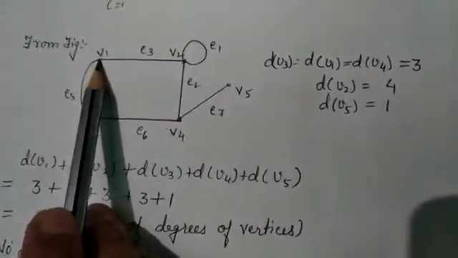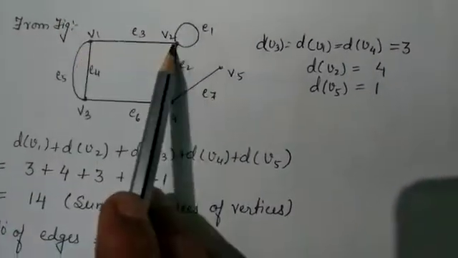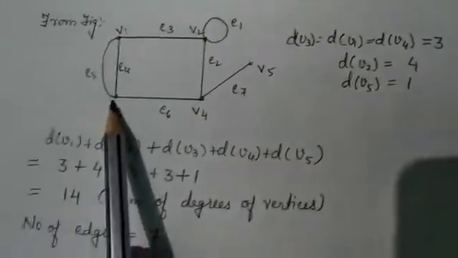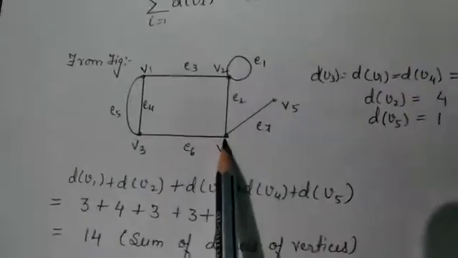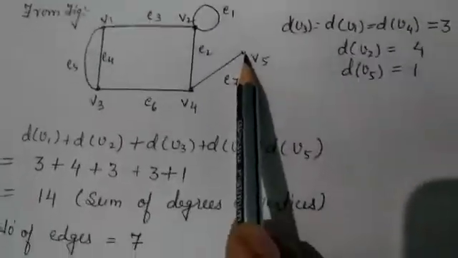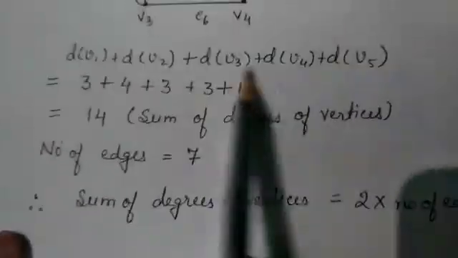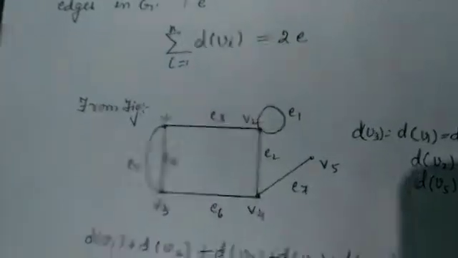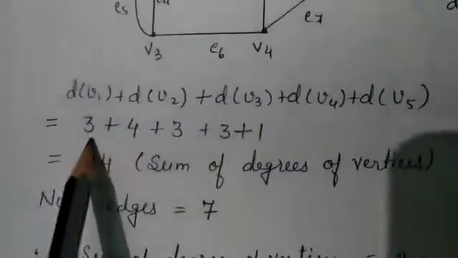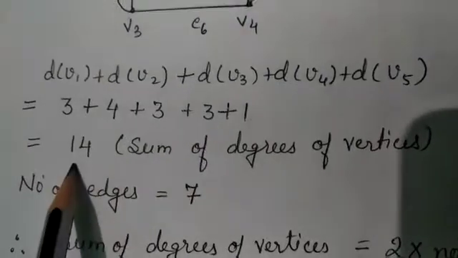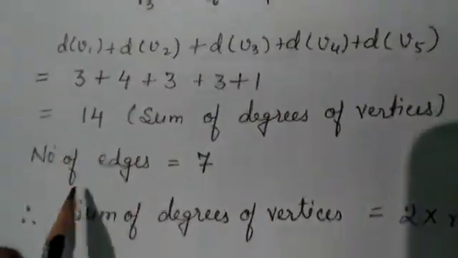Degree of vertex V1 is 3, V2 we have found to be 4, V3 is 3, V4 is again 3, and V5 is just 1. So let us find out the sum of degree of vertices. So it will be 3 plus 4 plus 3 plus 3 plus 1, that is 14. So 14 is the sum of degrees of vertices.